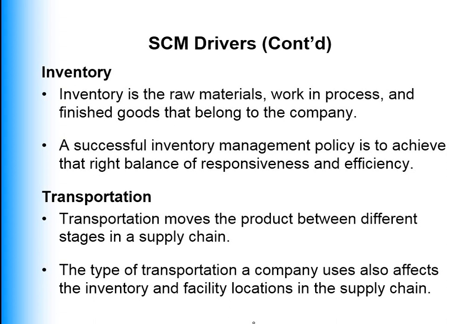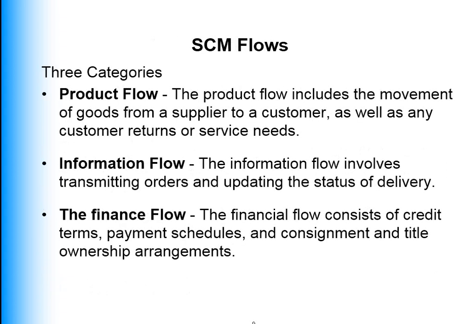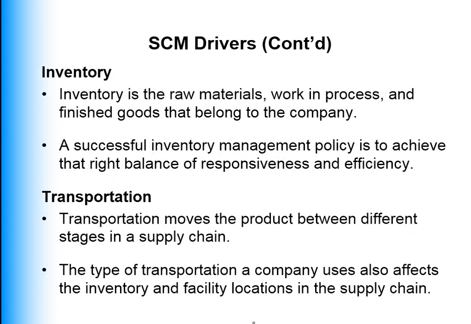Next will be transportation. Transportation moves the product between different stages in the supply chain. So the type of transportation a company uses also affects the inventory and facilities location in the supply chain. So again, transportation is a big factor. So you should determine what is the best way to deliver your product or to receive your raw materials.